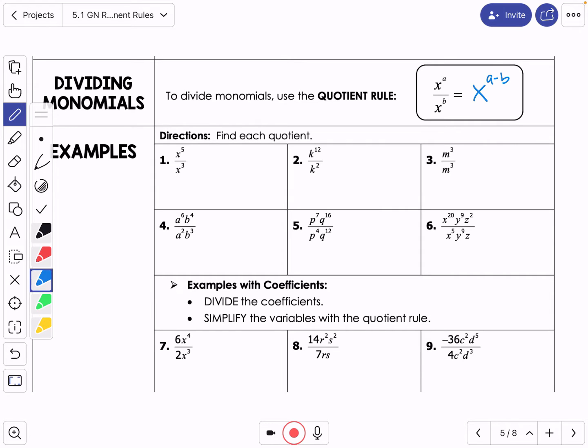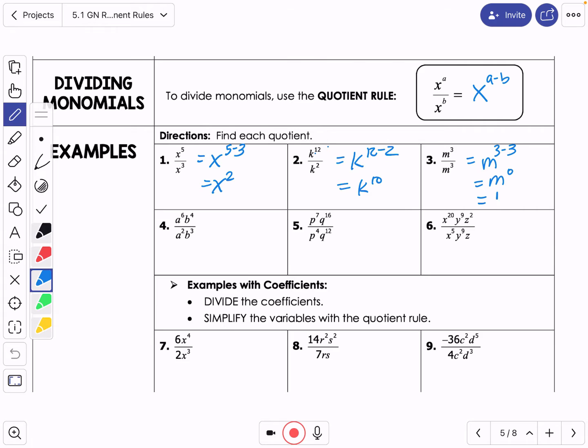First set of examples are just straightforward, no coefficients. So x raised to the fifth divided by x raised to the third becomes x raised to the 5 minus 3, or x raised to the 2. k to the 12th divided by k to the 2 becomes k raised to the 12 minus 2, or k raised to the 10th. And m raised to the third divided by m raised to the third becomes m raised to the 3 minus 3, becomes m raised to the 0.